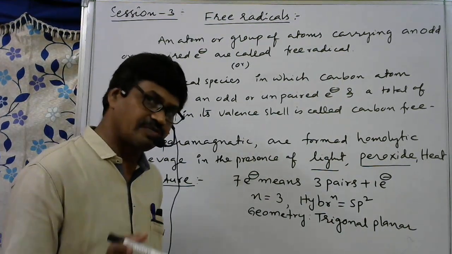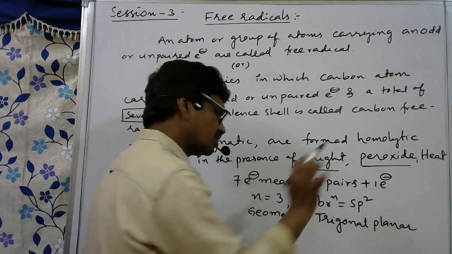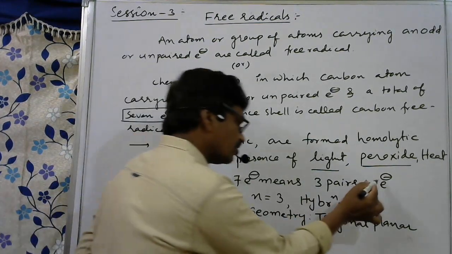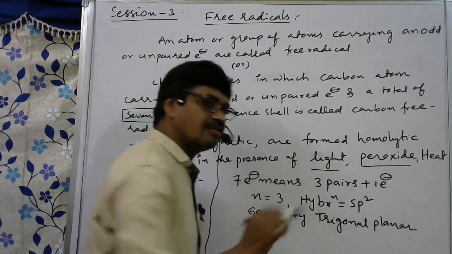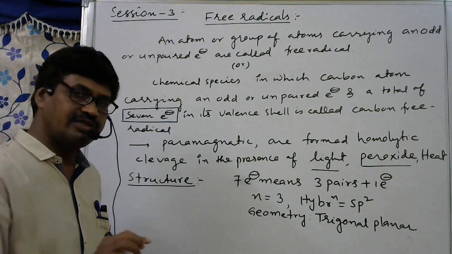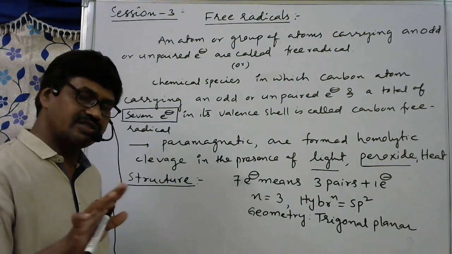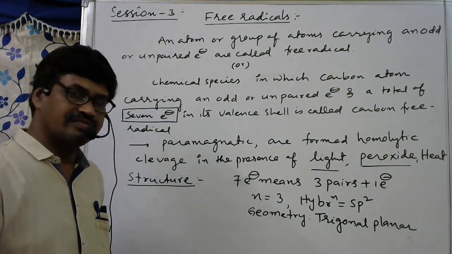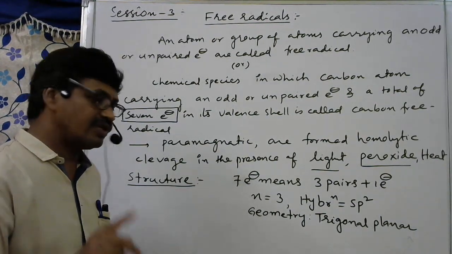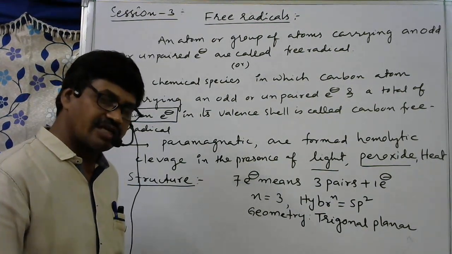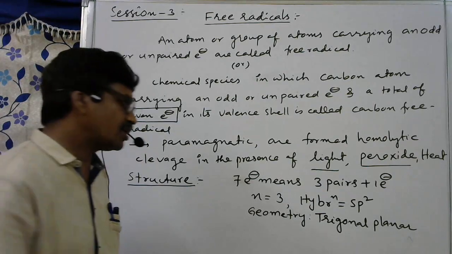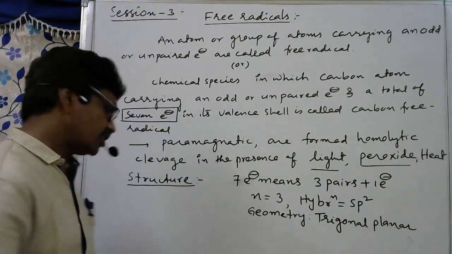If an electron pair is present... here no electron pairs, just a single electron is present. This single electron is present in an unhybridized p orbital. Total in carbon, 2s and 2p, means total 4 orbitals are present. Among the 4 orbitals, one is an unhybridized orbital. That unhybridized, pure orbital contains this electron. So here I am writing.